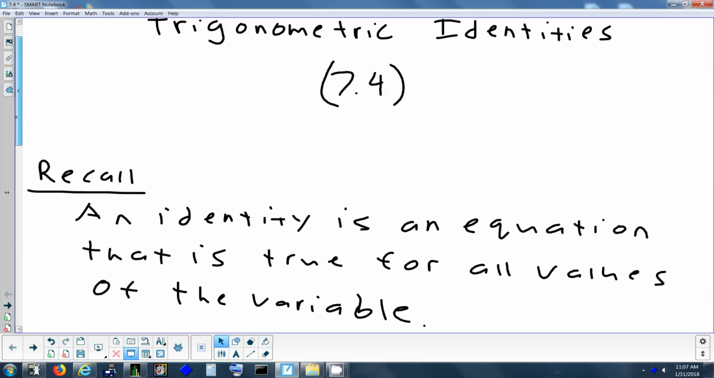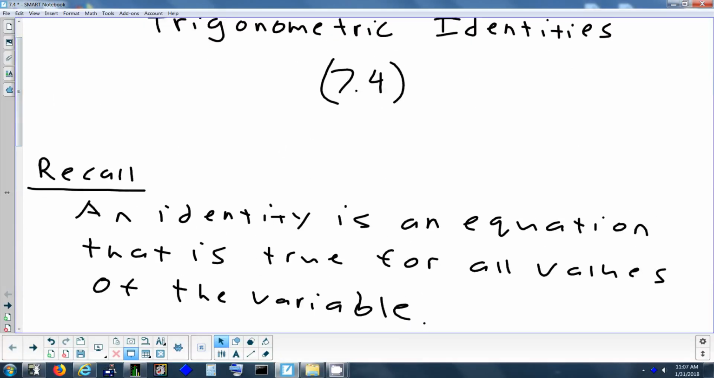Okay, so just as a reminder, what is an identity? An identity is an equation that is always true. a squared plus b squared equals c squared. That's an identity. It's an equation that is always true if you're dealing with a right triangle. Doesn't matter what the specific legs are. One leg squared plus the other leg squared always equals the hypotenuse squared in a right triangle. There's no exception to that.